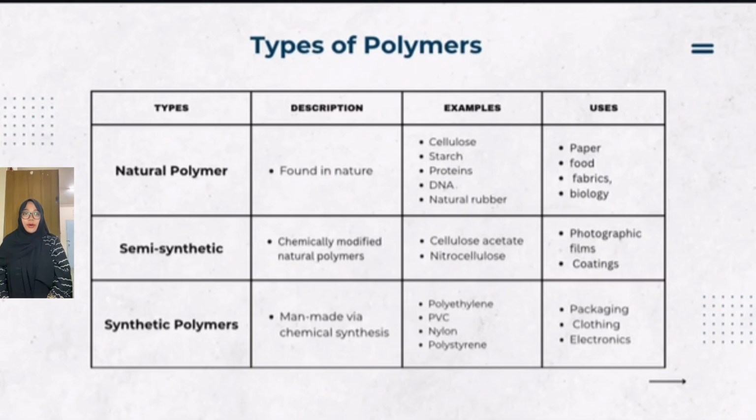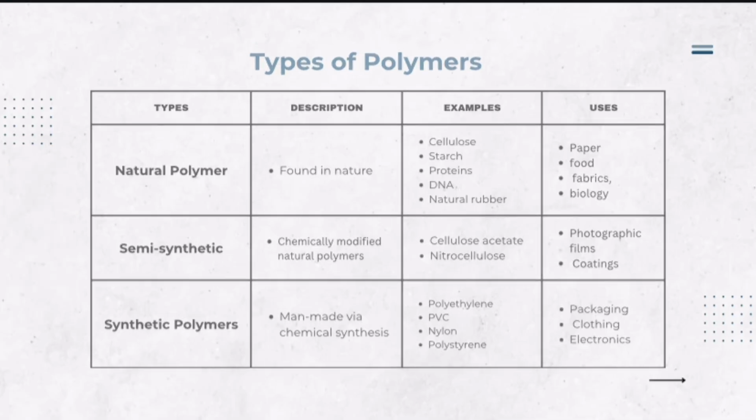Lastly, synthetic polymers are completely man-made through chemical processes. These include materials like polyethylene, PVC, nylon, and polystyrene. They are widely used in packaging, clothing, and electronics. Each type has its own role depending on its source and application.